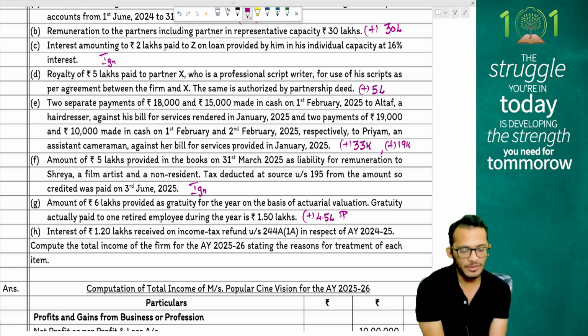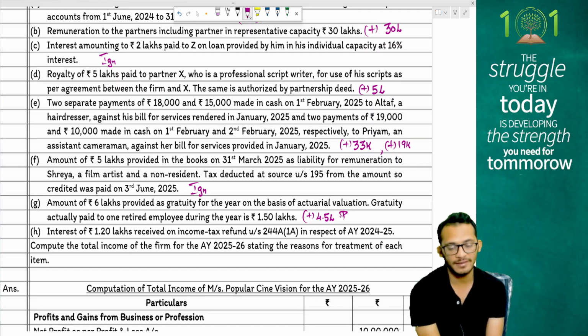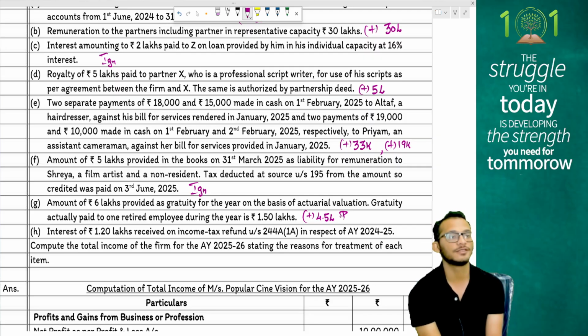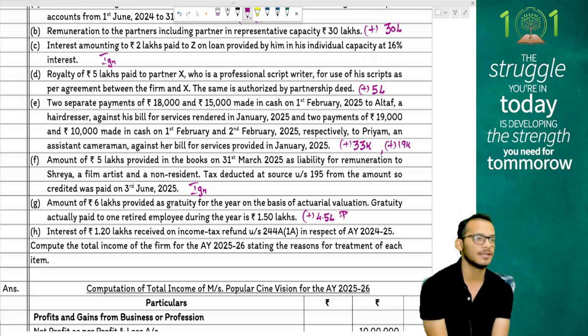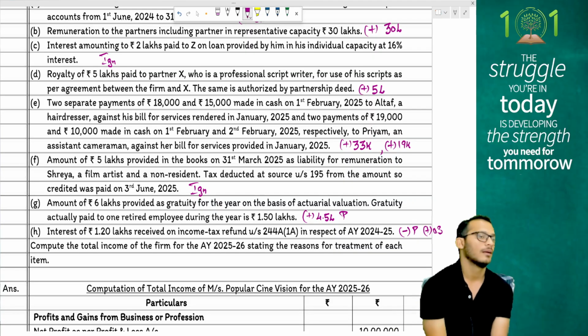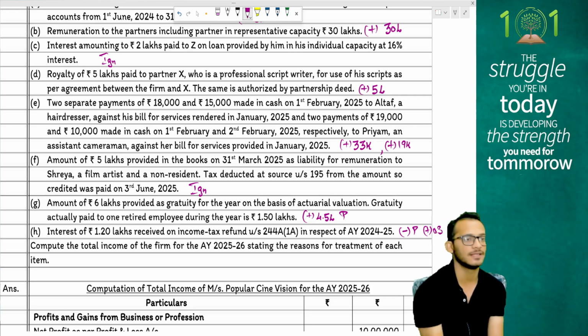Yes, interest of 1.2 lakhs is received on income tax refund under section 244(1)(a) in respect of assessment year 24-25. People, income tax refund will be taxable in the year in which money is received. It is received in the current year, already therein. Therefore, move from PGBP, take to IFOS. Don't start ignoring things. So remove from PGBP plus in IFOS. That is the total income provisions.